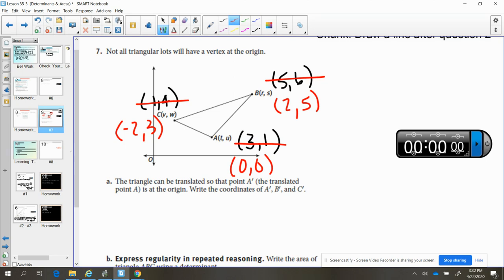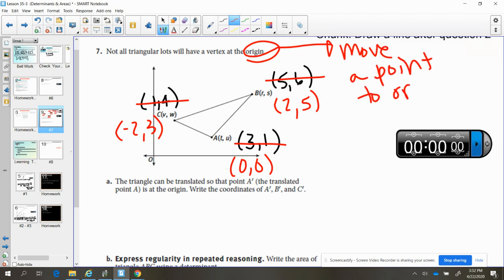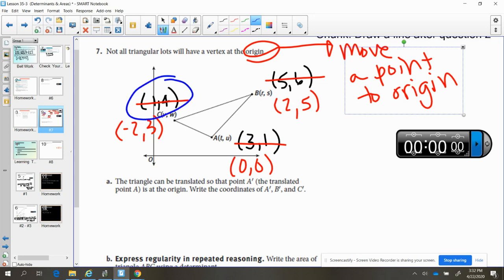So again, when in doubt, if it's not at the origin, move a point to the origin. And again, it does not matter which one you move, but let's say we would have moved C instead, then we would make sure we would subtract 1 and subtract 4 from each of the other 2 points if we moved that. Or if we moved 5, 6, we would subtract 5 and then subtract 6 from the other 2 points. Again, it doesn't matter though which one you move.